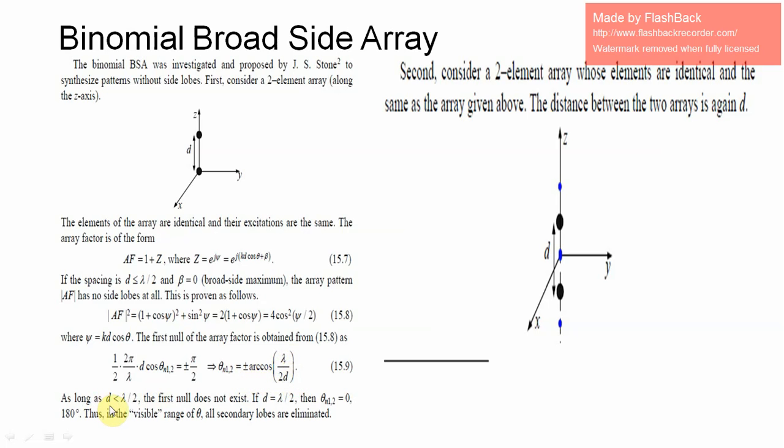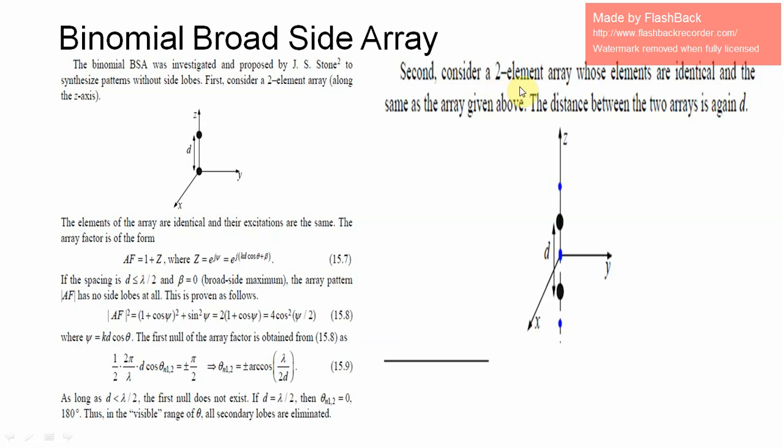As long as d is less than lambda by 2, the first null does not exist. If d is equal to lambda by 2, then theta of the array factor null is equal to 0 and 180 degrees, and this is the visible range of theta, so all secondary lobes are eliminated.